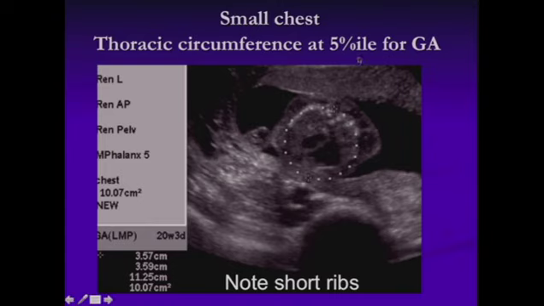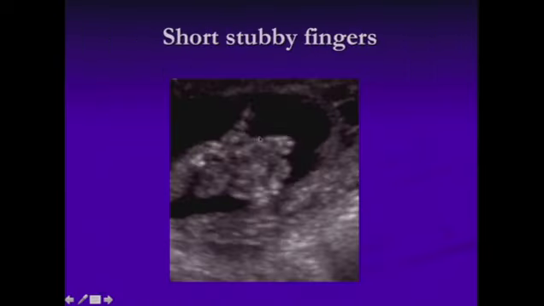The thoracic circumference is the 5th percentile for gestational age, and these ribs are very short. A lot of these skeletal abnormalities that are lethal do have short ribs and a very, very small chest. So you can imagine if a baby were to be born with this abnormality, the baby would have difficulty breathing because the lungs haven't had enough room to grow normally. You can actually see that there's skin thickening here as well. Less important, but a nice illustration here, are these short, stubby fingers.